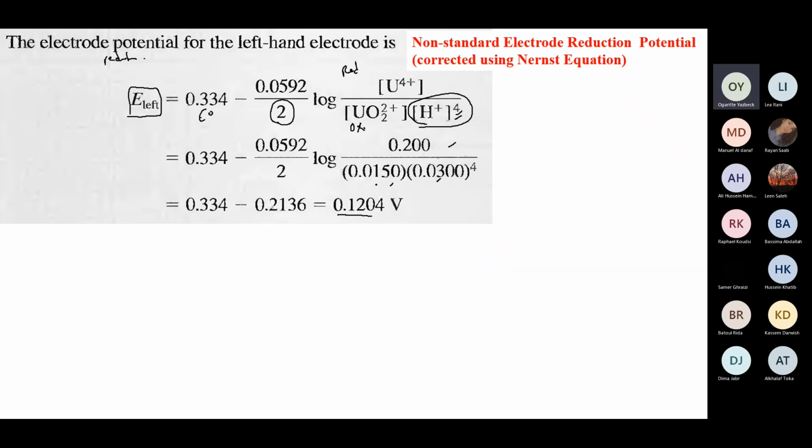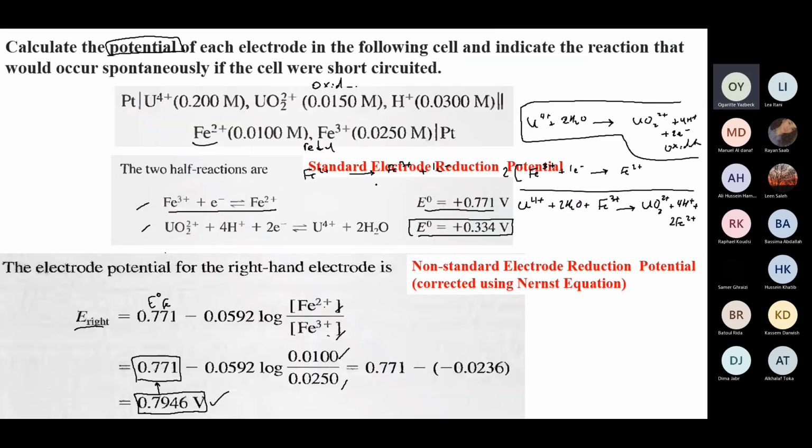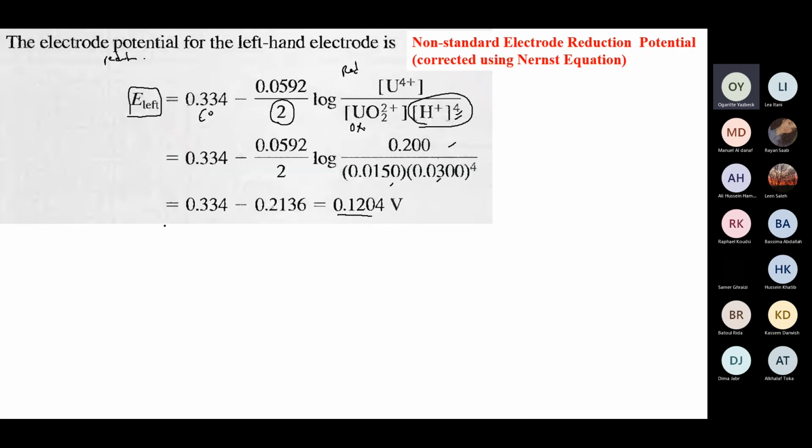What happened with the difference in concentrations going back? Here we have a greater reduction potential with the different concentrations, meaning that indeed the reaction is more likely to undergo reduction, and the uranium potential became smaller, less than what it was, so it became more likely to undergo oxidation.